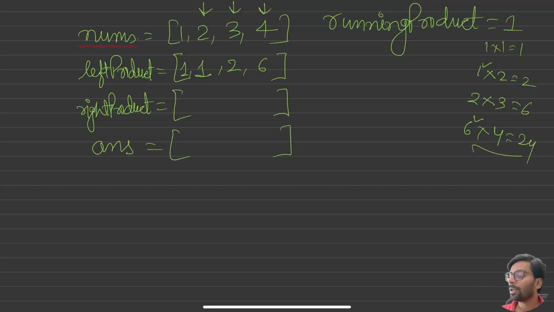Now we should have taken another number, but we have taken all the numbers. So we have ended the loop because we will be looping till the number length. Now our left product is all done. Now we will be doing the same for right product.